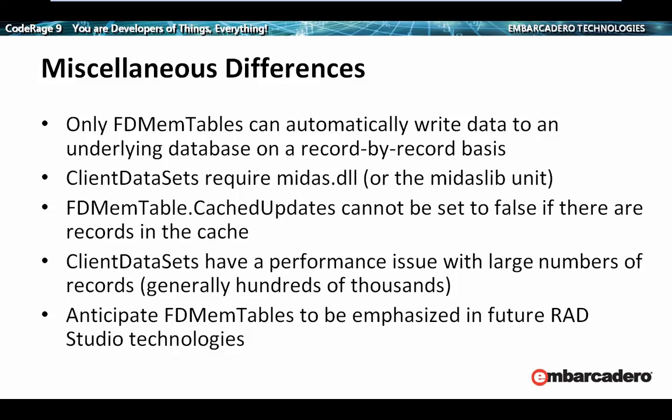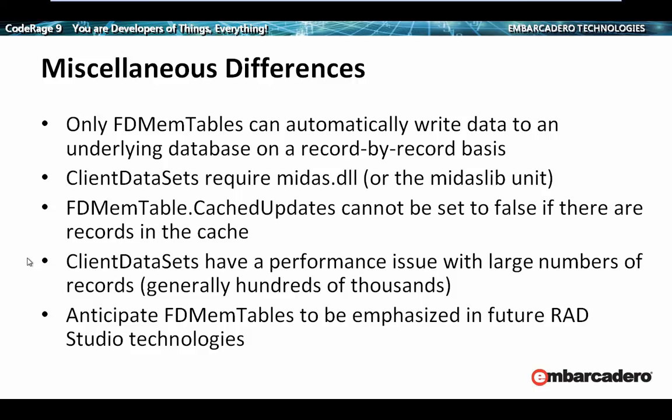Now, here's another difference. With FDMemTable, the cached updates property cannot be set to false if there's records in cache. With a client dataset, if it's caching and you set its log changes property to false, you just lose your changes. With an FDMemTable, you actually have to either flush the cache by committing it or canceling it before you can exit the cached updates mode. Or the other alternative is to simply close the FDMemTable and it will flush the cache itself and you'll lose your changes.